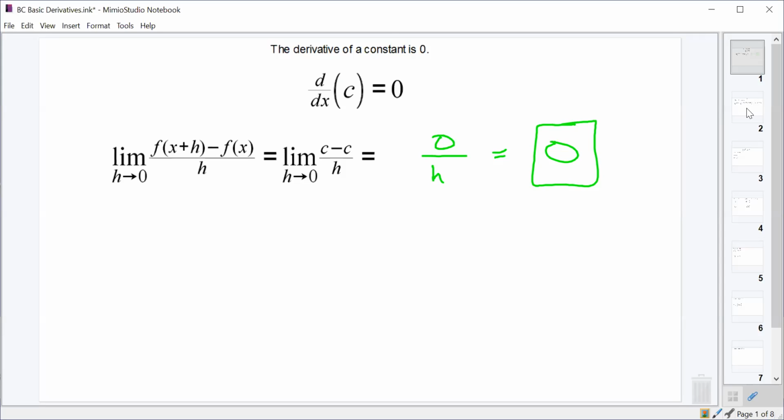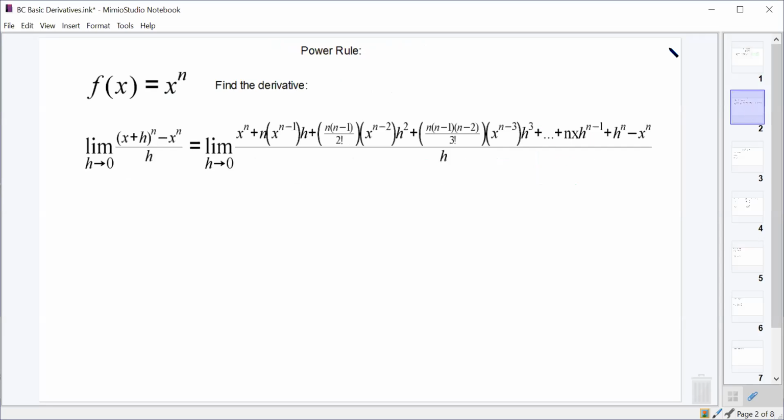Everybody good with that? All right, now the one that's a little bit more difficult. Use the power rule. Hold on one second while you take a look at that and remember how we proved the power rule.